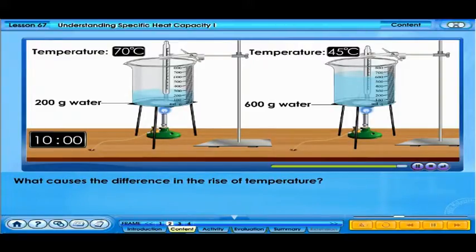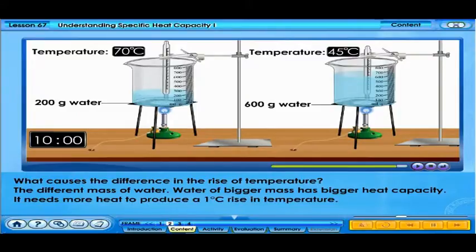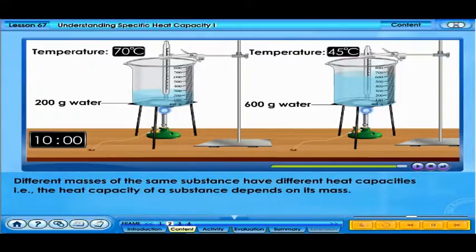What causes the difference in the rise of temperature? The different mass of water. Water of bigger mass has bigger heat capacity. It needs more heat to produce a 1 degree Celsius rise in temperature. Different masses of the same substance have different heat capacities. That is, the heat capacity of a substance depends on its mass.